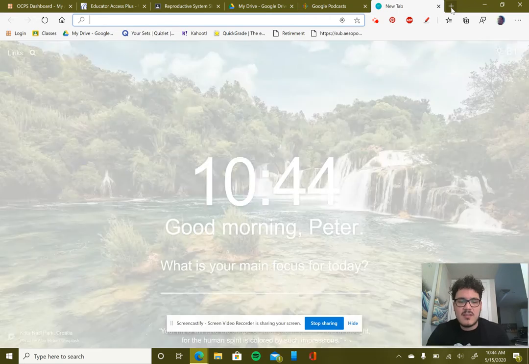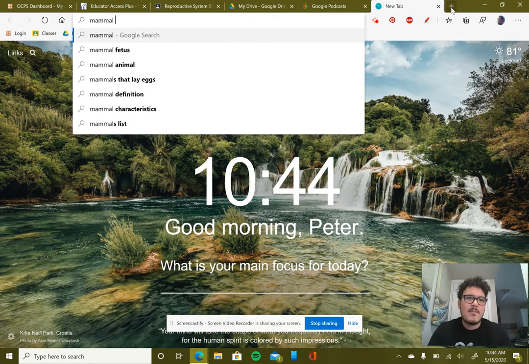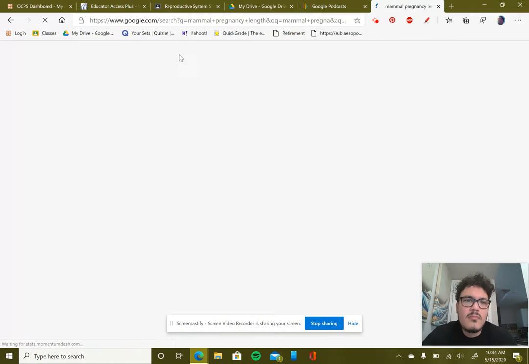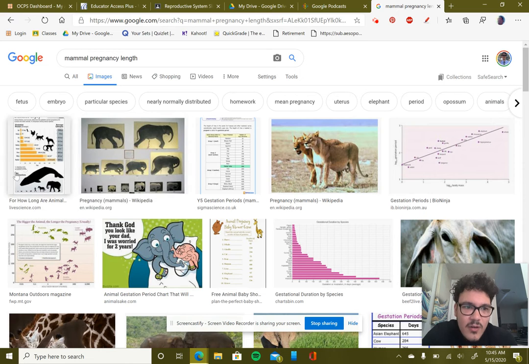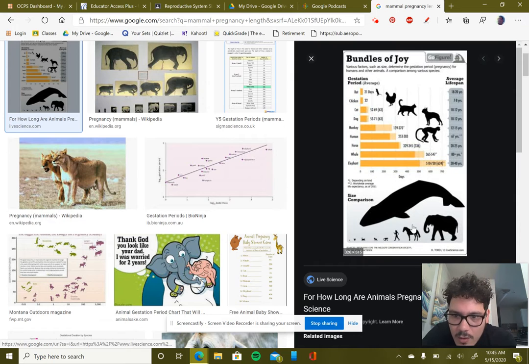So, for instance, let's see, mammal pregnancy length. We can get a general idea here. So, for instance, chipmunks, small creatures, 31 days. Cows, all the way from 279 to 292 days. It becomes substantially different. I think the longest gestation is a whale, if I had to remember correctly.